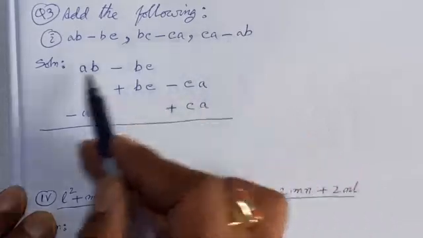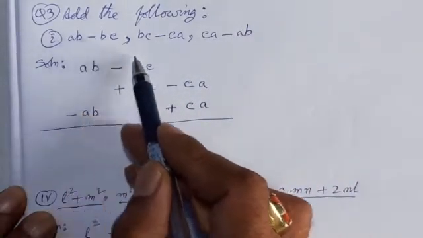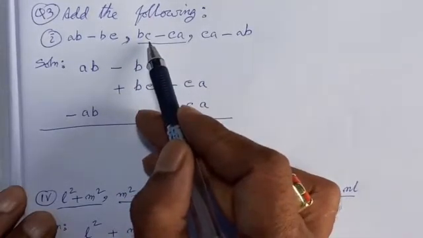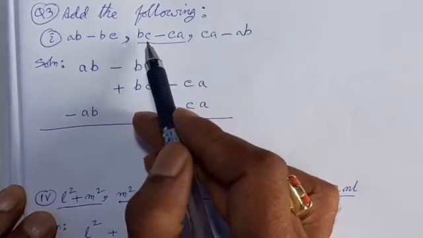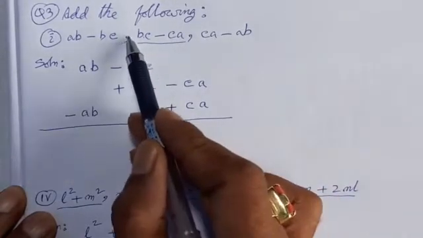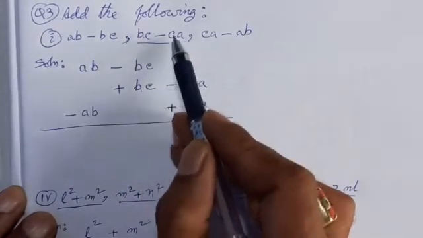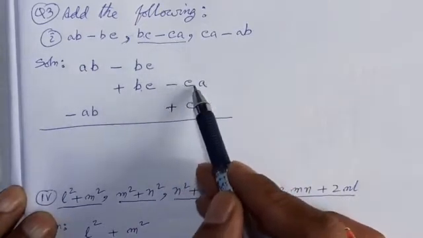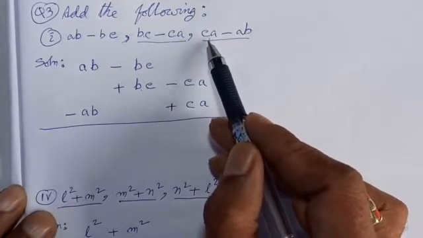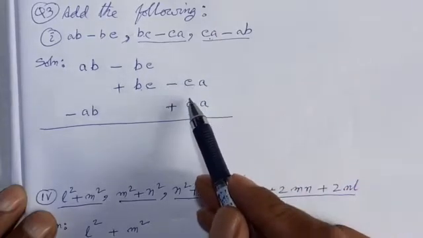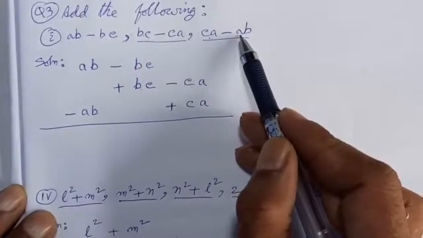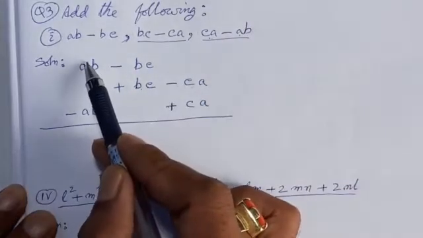Now solution. First, let's write AB minus BC. Here, AB minus BC. Next is this. When we write the terms, we have to write the same terms in the same line. So this BC we have to write here, and here is a plus sign, so plus BC, and next is minus CA. Here minus CA. Next is CA. This CA and this CA are like terms, so we have to write them in the same line. Here is a plus sign, so plus. Next is minus AB. Here is AB, so we have to write it in the same line.